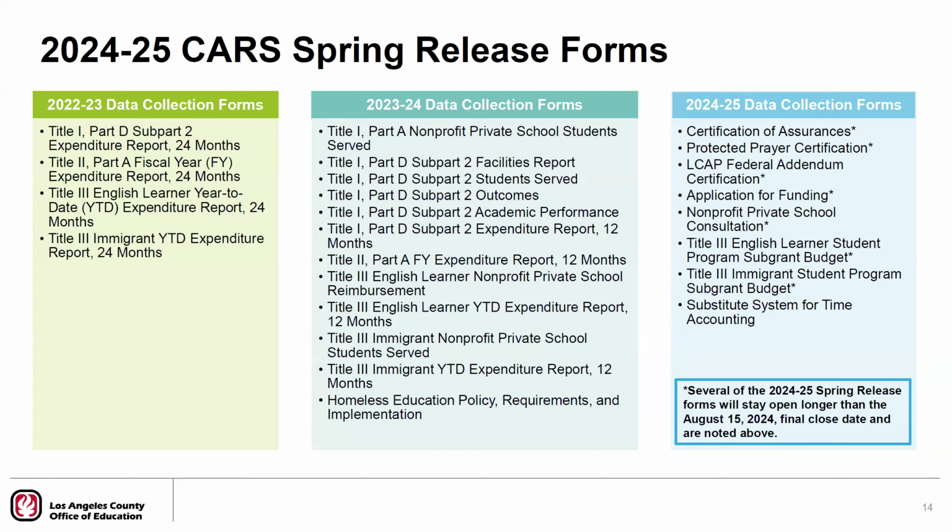So here, this slide highlights the data collection forms that will be included in the 2024-25 spring release. And so here you can see that it includes data collection for 3 years. So for the 2022-23 year, 2023-24, and then 2024-25. And so most of the data collection forms listed will close on August 15th.